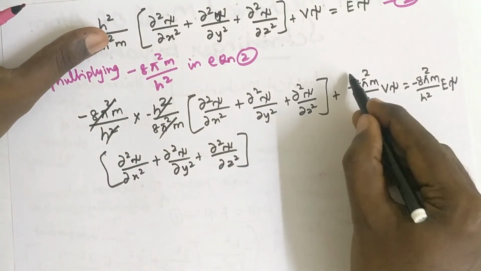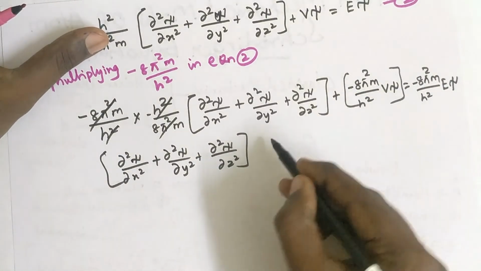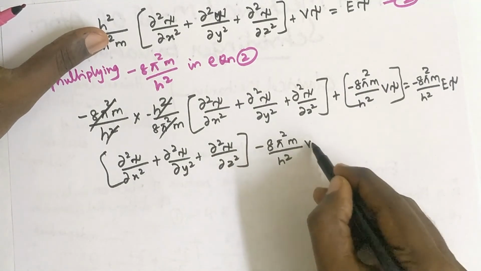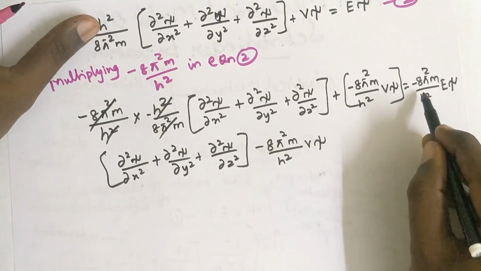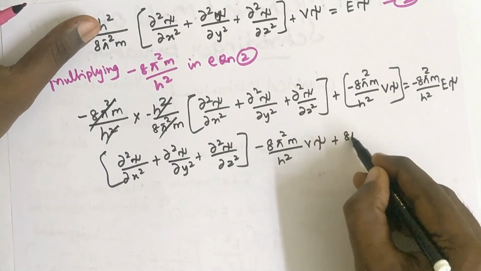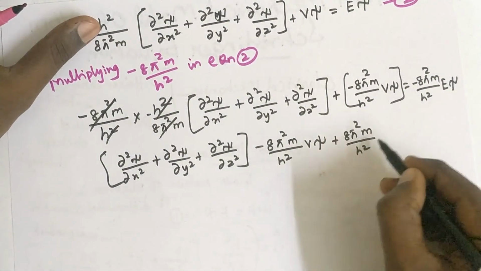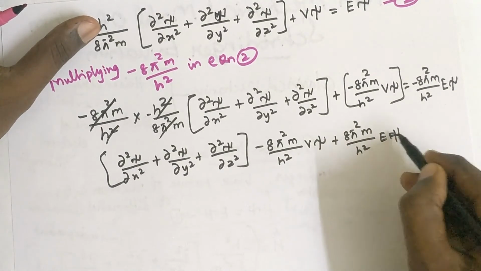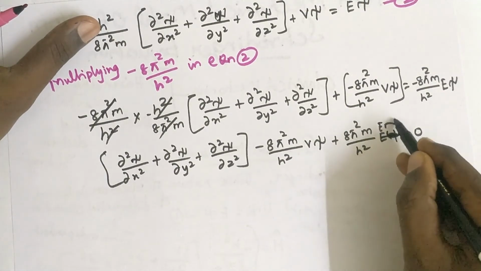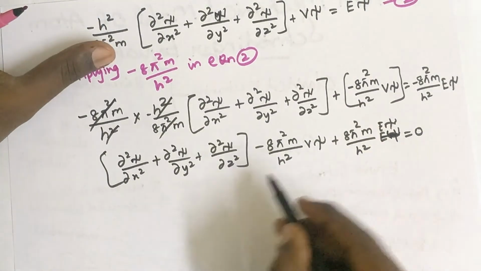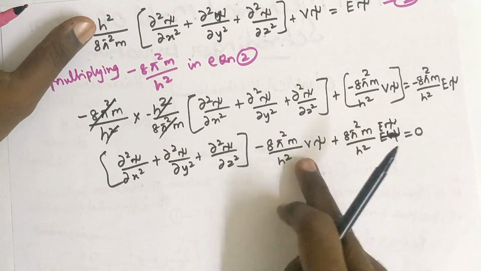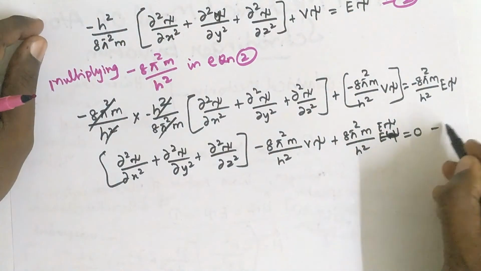Then multiply plus into minus, so minus 8 pi square m by h square into V psi. We have minus on the right hand side, and when it comes to the left hand side minus becomes plus. So plus 8 pi square m by h square into E psi equal to 0. In this case, 8 pi square m by h square psi is common in both terms. So this is equation 3.